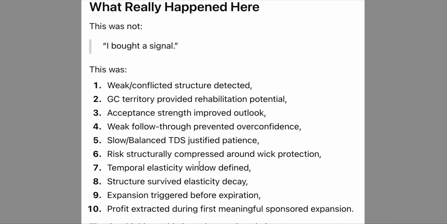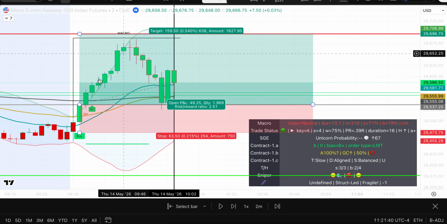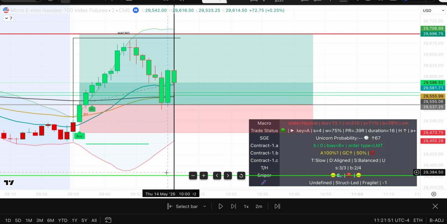Structures survive elasticity decay, which is right. What does that mean? Well, this is the structure, right? Look what it did. It came up, it came down, tapped in, and went back up. If it didn't survive it, it would have gone up, come down, and come all the way down and stomped me out. Then I would have been stomped out. It is what it is. That's why you don't want to keep that window open too long, basically.